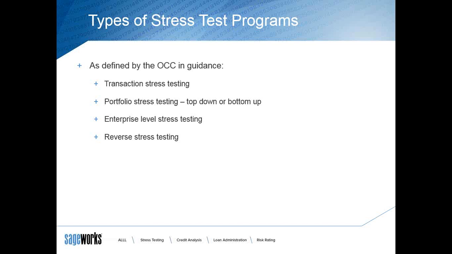There are 3 other types of tests that you could do. You've got a transaction stress test, which is really focusing on one of your larger relationships. You can also do a portfolio test, which again is top-down or bottom-up. Maybe you want to stress your commercial real estate for the board, or one of your largest portfolios.